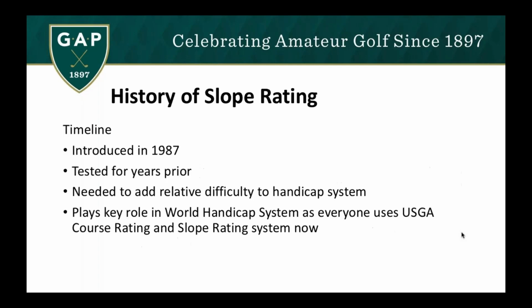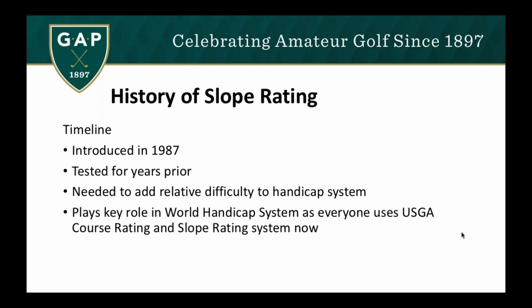Awesome. And then last but not least, I want to talk about the history of slope rating a little bit. Slope rating came into the system in 1987. There was testing done for many years prior. There was a need to add a relative difficulty component to the handicap system, and as we've talked about, it does play a key factor in the World Handicap System. So Scott, what else do you want to talk about in terms of the history of slope rating?